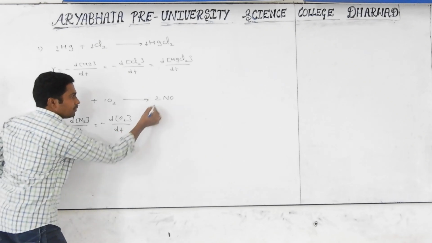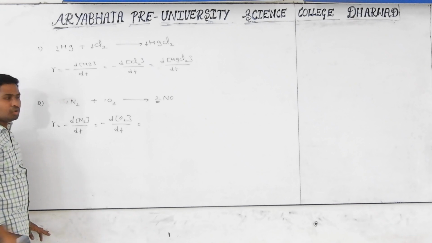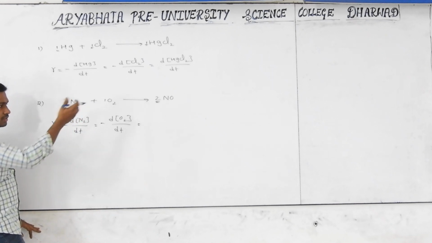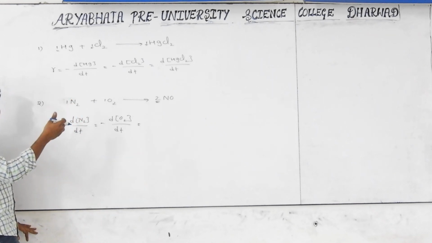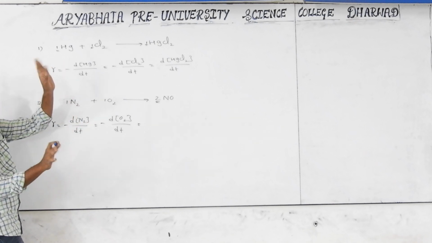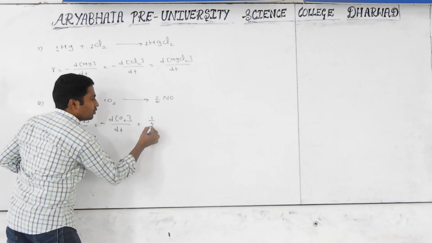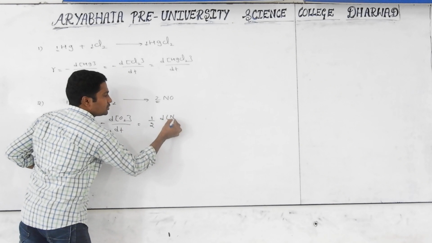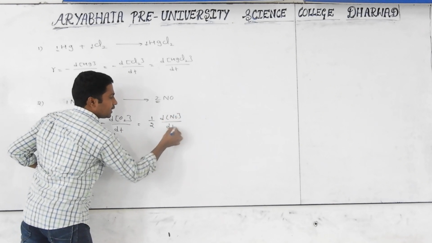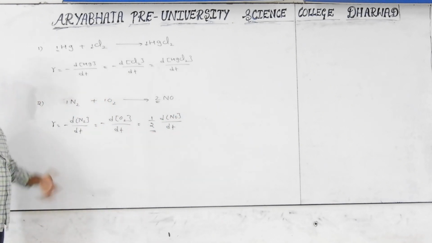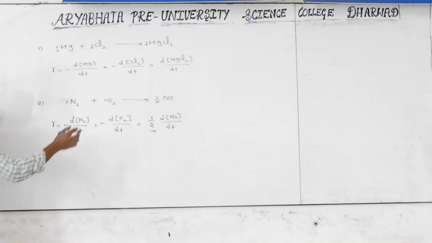But here, be very careful: the coefficient is 2. While writing the balanced equation in terms of rate of reaction, how will it change? It becomes the reciprocal, that's it. It becomes 1 by 2 into change in concentration of NO by time change. I already told you that one. We can do so many examples like this.